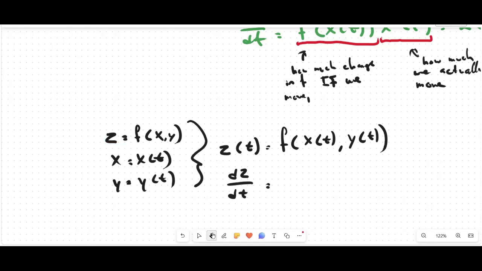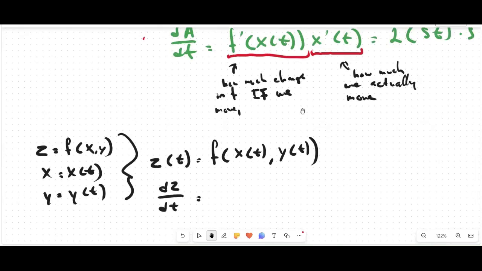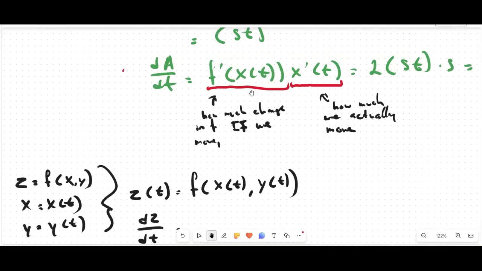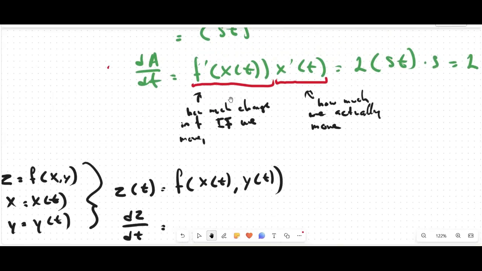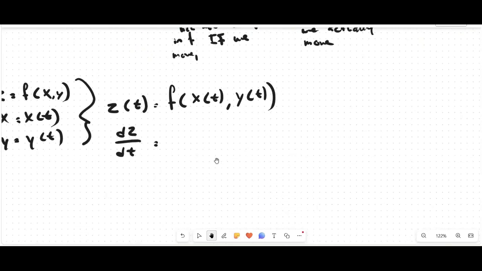So I'm just going to write this formula first, and I'm going to try to describe what it's telling us and then do some examples. So if you understand this little snippet that I try to throw in here, there's how much the function changes if we move, and then how much we actually move. So there's two parts to how much z changes when we vary t.